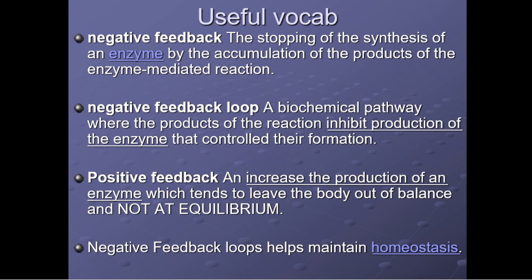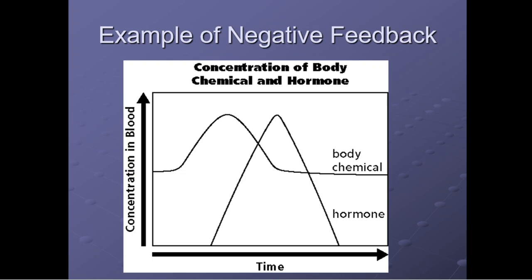So useful vocabulary, which you should have in your vocabulary anyways: negative feedback is a stopping of the synthesis of an enzyme, for example, by accumulation of the products of the enzyme. So we have too many products of the reaction, and so we're going to stop making those enzymes, okay? A negative feedback loop is a biochemical pathway where the products of the reaction inhibit the production of the enzyme that controls their formation. We're going to stop it. If we had a positive feedback, we would increase the production of the enzyme, okay? Because we need more. Negative feedback loops help maintain homeostasis, okay?